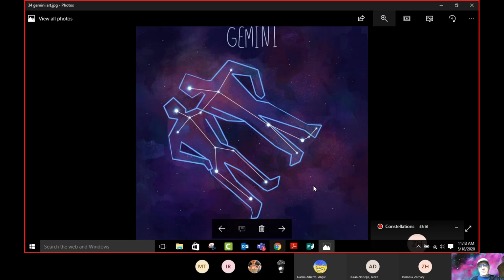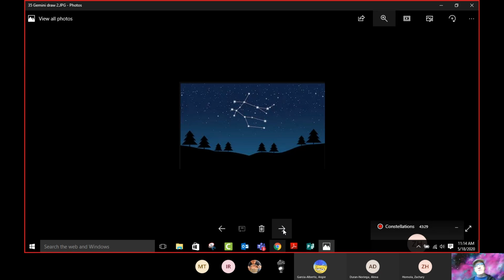So hopefully you're starting to get a better picture of how the ancients came up with these names for these star patterns in the sky. Let's see, next we have Taurus. Oh, another view of Gemini. And this is about as big as it would be in the sky. It takes up a fair amount of space, literally.